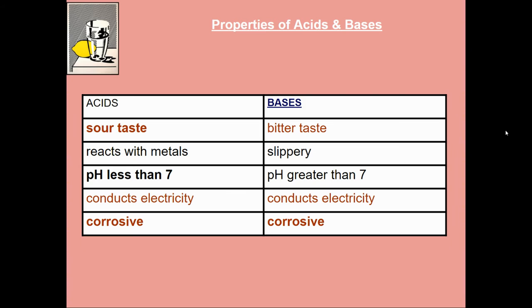But the thing about acids we know is that they readily react with metals. They cause bubbling on the surface of metals. So they're reacting and causing a chemical reaction. Bases are more slippery and don't react as much.